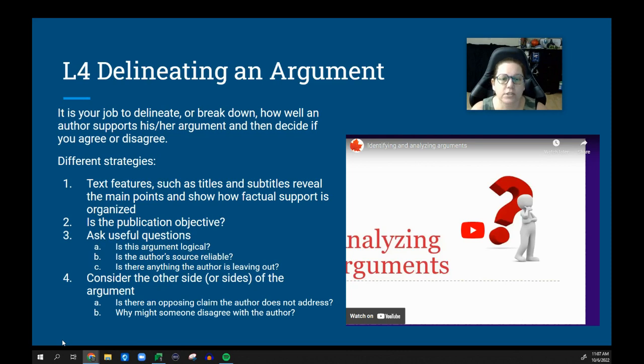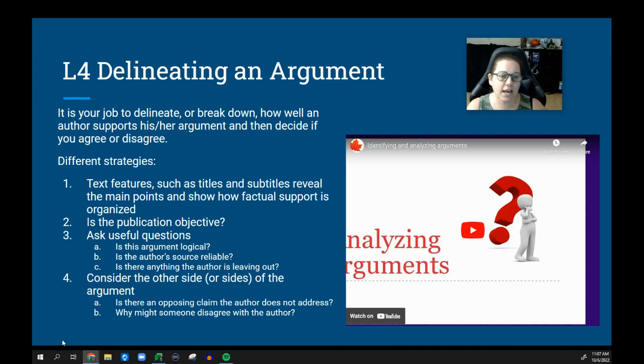So text features such as titles and subtitles reveal the main points and show how factual support is organized. So it helps the reader to see how your argument is organized, right? Is the publication objective? Do they have a vested interest in this? Okay. Ask useful questions. Is the argument logical? Is the author's source reliable? Is there anything the author's leaving out of their argument?